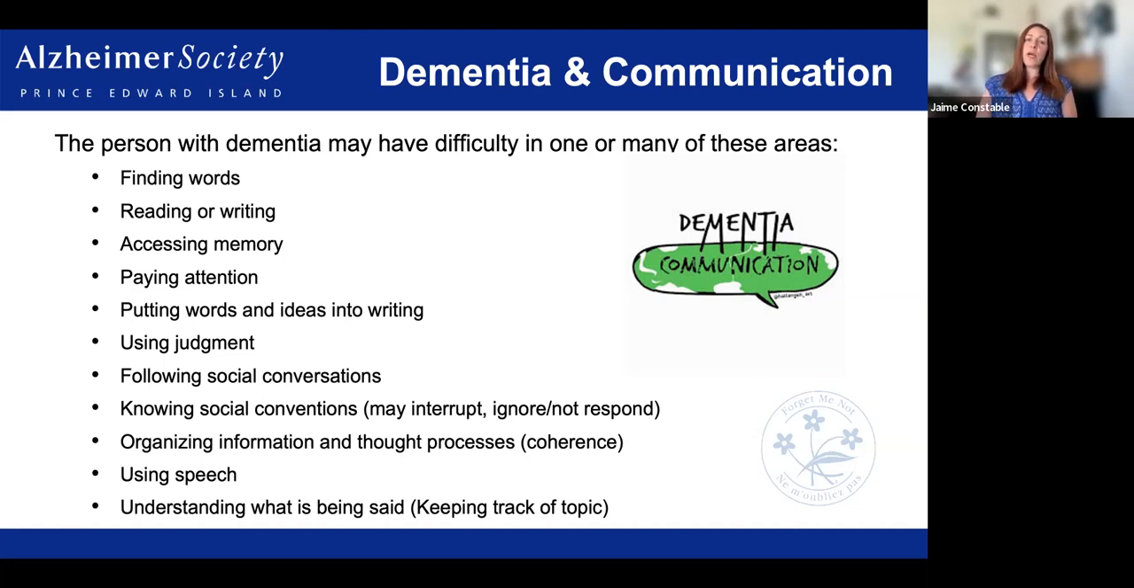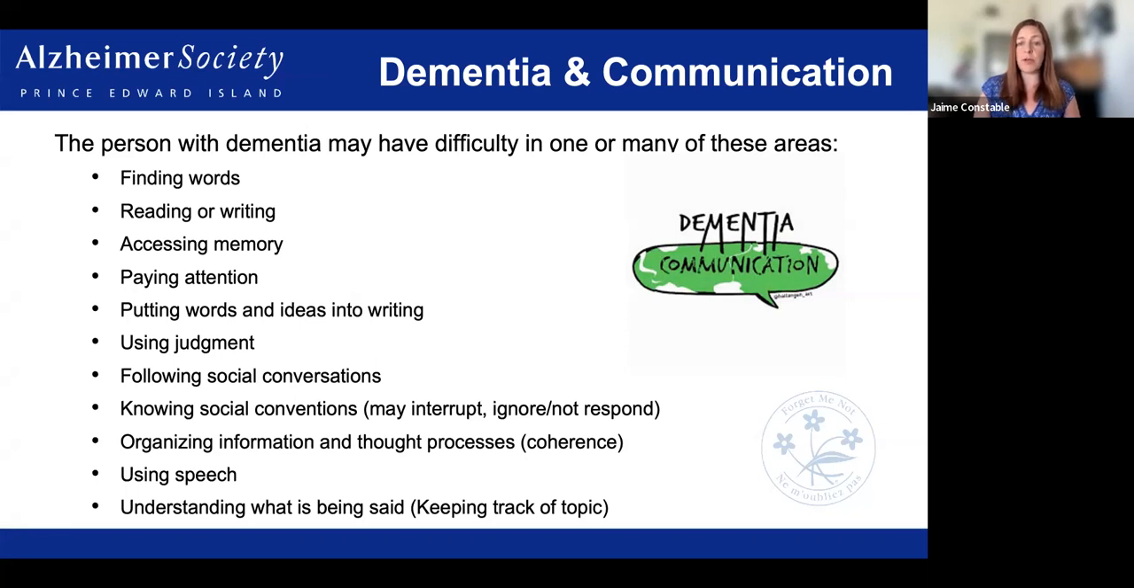They may also lose a sense of social convention, and in conversations they may interrupt or ignore or not respond to someone. They can have difficulty organizing information and thought processes. So what they're saying can appear incoherent, but it might just be an ordering issue of information, which is where we have to dig a little deeper to look at the meaning behind what they're saying. Sometimes there can be difficulty in actually producing speech as well, and in understanding what is being said.